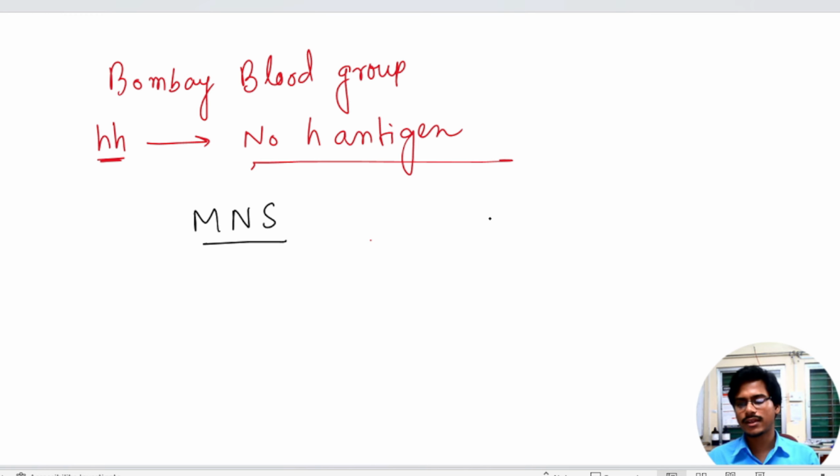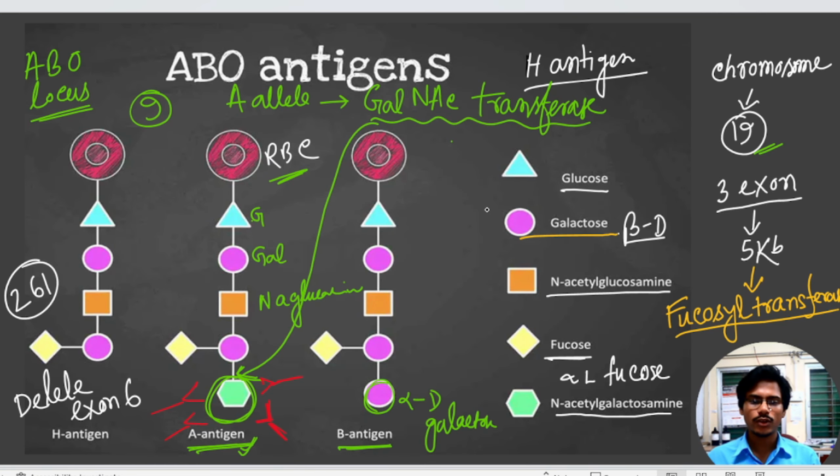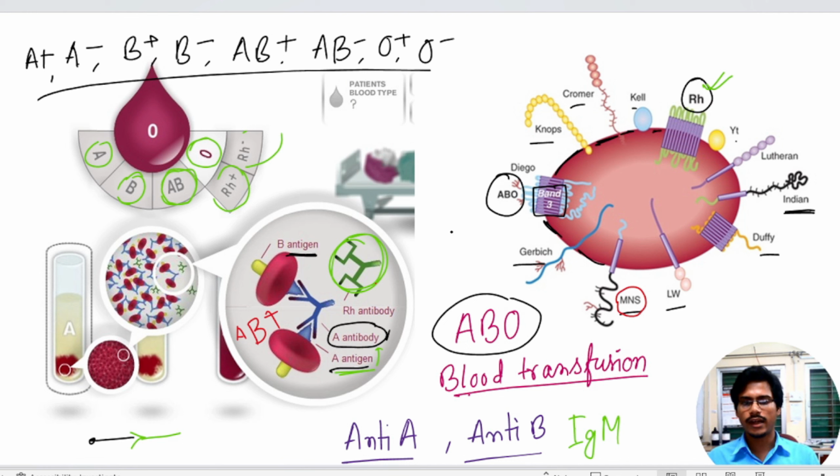So I hope you can understand this class. It's very easy, the ABO blood group system. For exam purposes, you have to remember which chromosomes are involved: fucosyl transferase is encoded by chromosome 19, and the ABO locus is present on chromosome 9, the GalNAc transferase enzyme and its function, the antigen-antibody and IgM, and along with that the surface proteins band 3 and RH, where they are present, and how blood groups are essential. Hope this class benefits you.